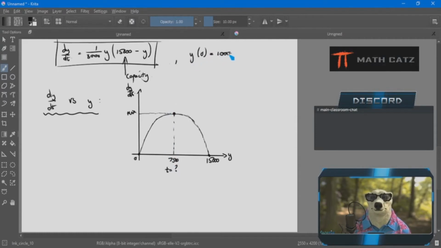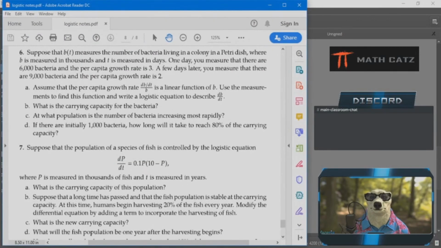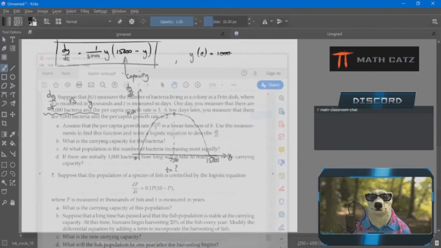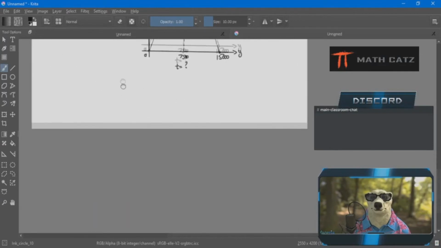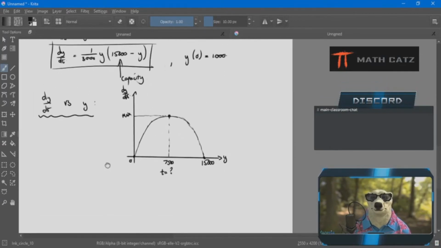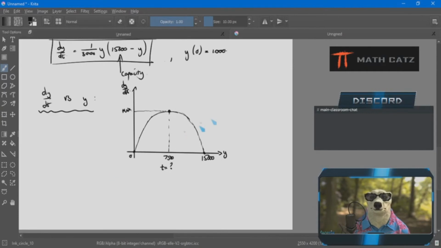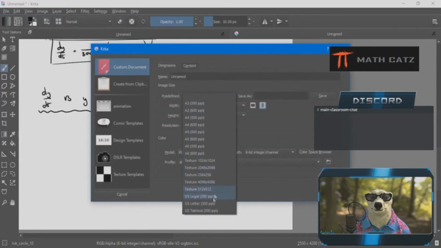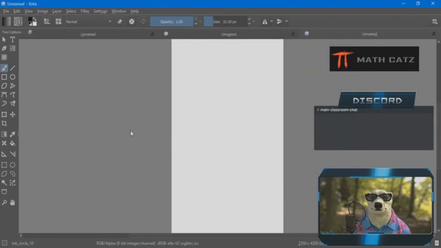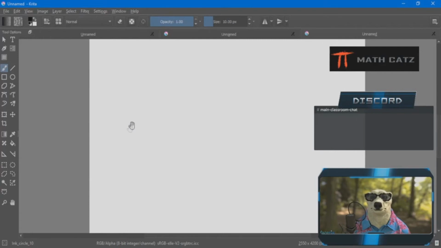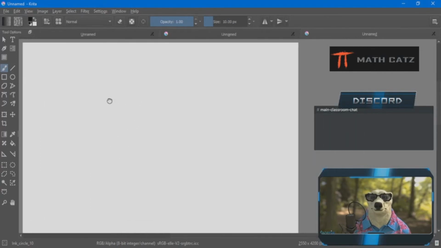So I originally have 1,000. I now have my initial value problem complete. And now we can go through the motions of, oops, we're out of space there. We can go through the motions of practicing to solve this differential equation. This logistic equation is a little bit more involved to solve versus your basic ones.